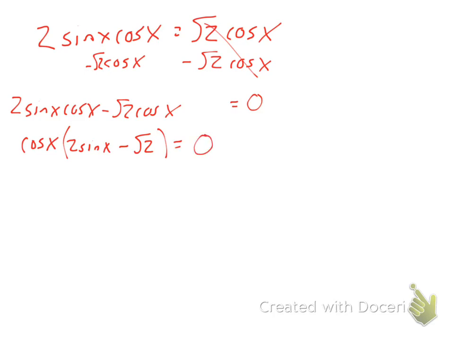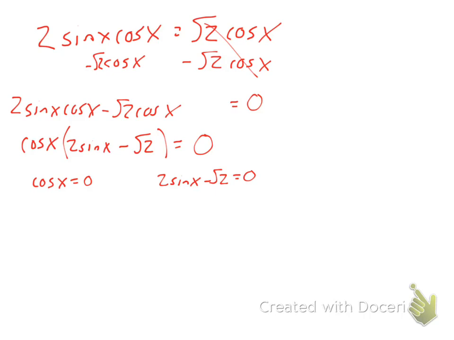Hey, wait a minute. That's the zero product property. 2 things multiplied together that equal 0. That means one or both of these groups have to be set equal to 0. Cosine x equals 0 and 2 sine x minus the square root of 2 equals 0.